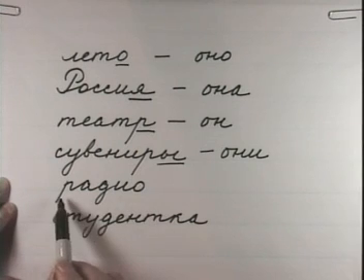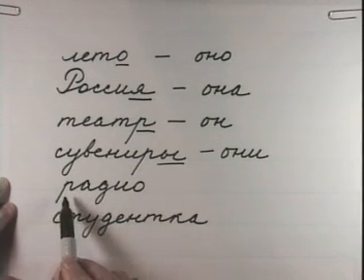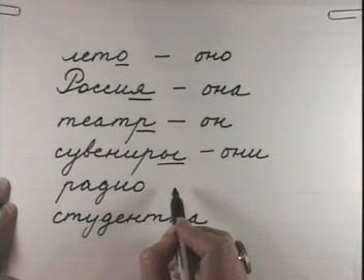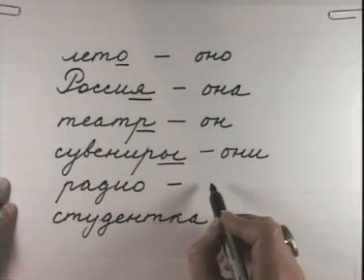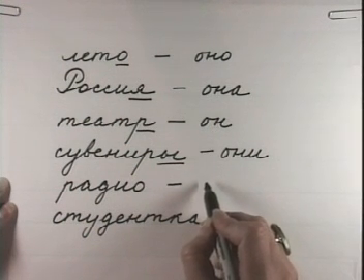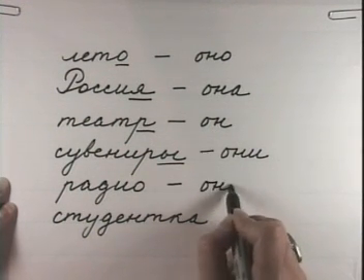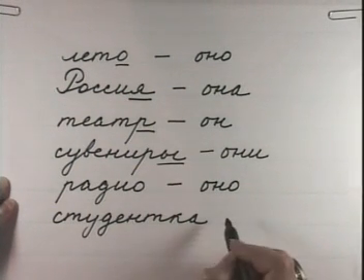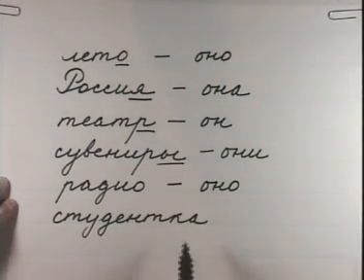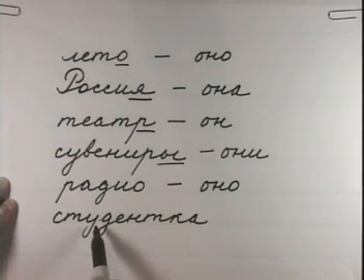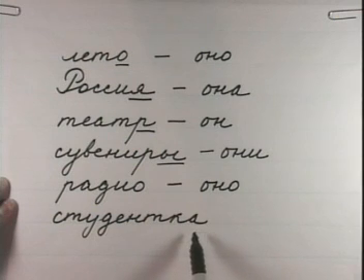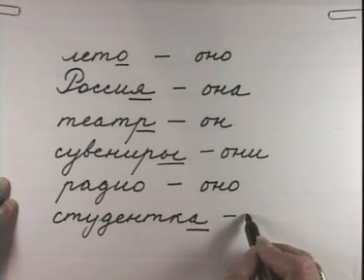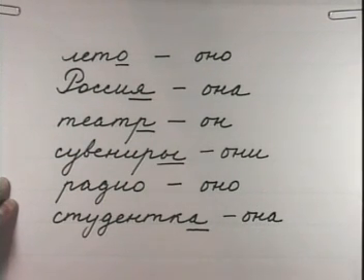Read the next word. Радио. Which gender is радио? It is neuter, so our pronoun is оно. And now on the last line here, we have the word студентка. It ends in a. So it's a feminine noun, and we can replace it with она. Студентка. A female college student. She. Она.